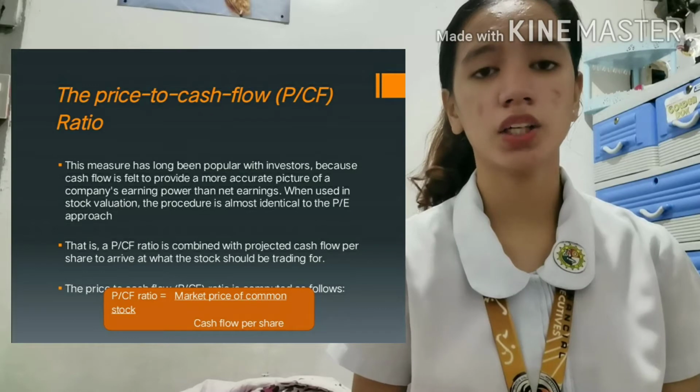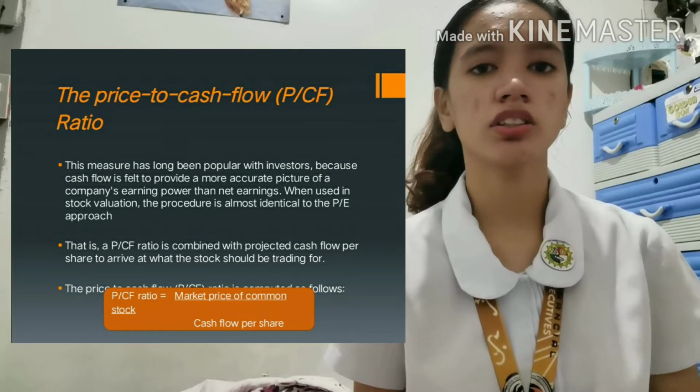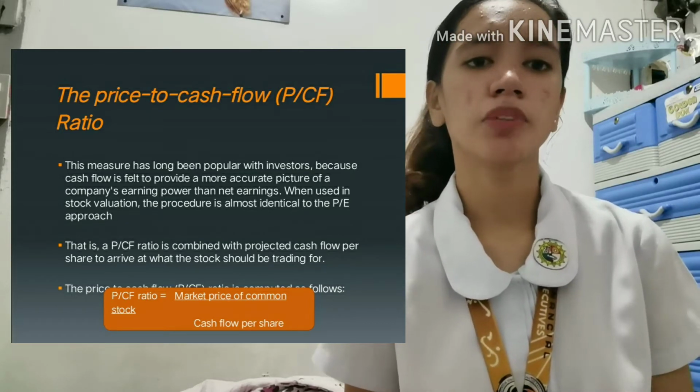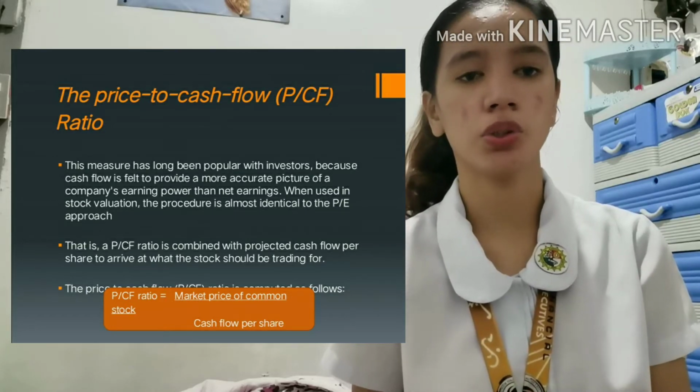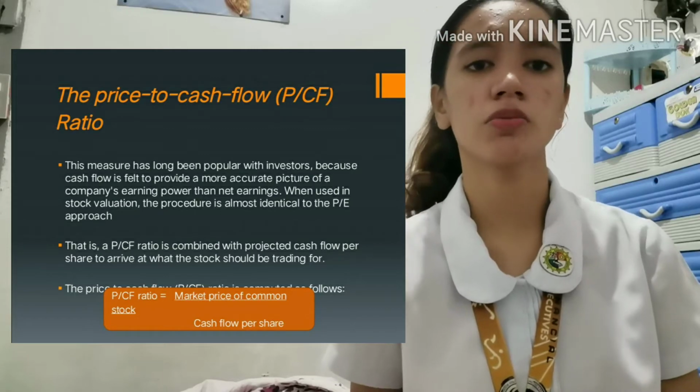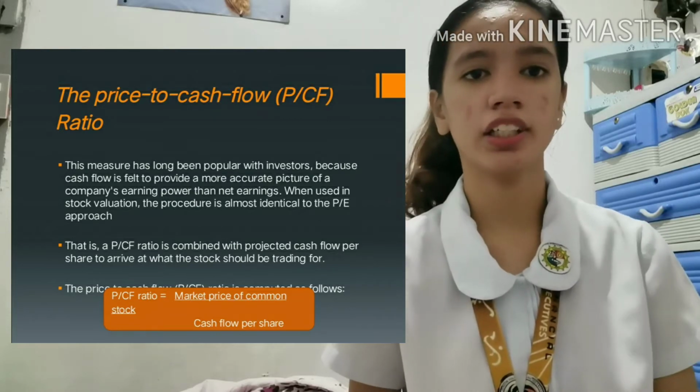Yung price to cash flow ratio is combined with projected cash flow per share to arrive at what the stock should be trading. This procedure nonetheless has one problem: defining the cash flow measure. The one measure that seems to be most popular with professional analysts is yung EBITDA, or the earnings before interest, taxes, depreciation, and amortization, which we will use here. EBITDA represents cash earnings to the extent that the major non-cash expenditures are added back to operating earnings.